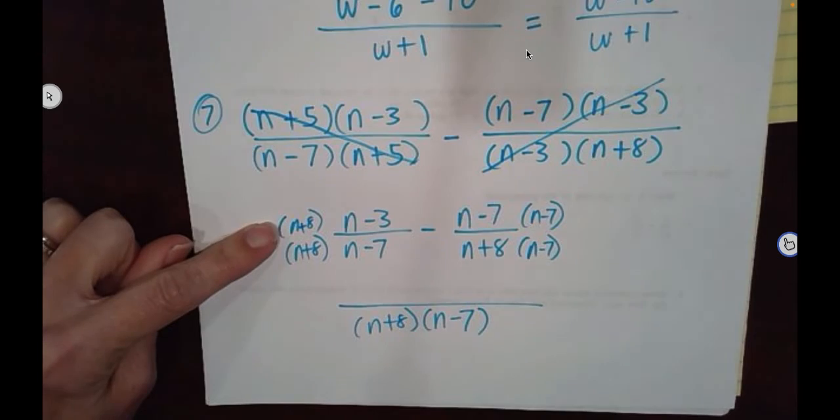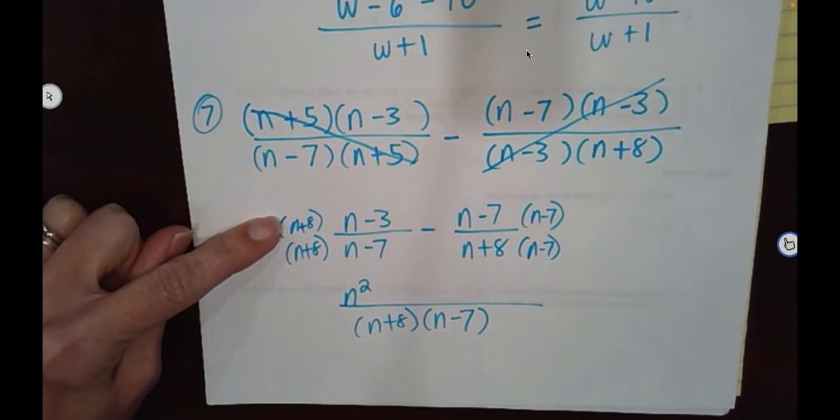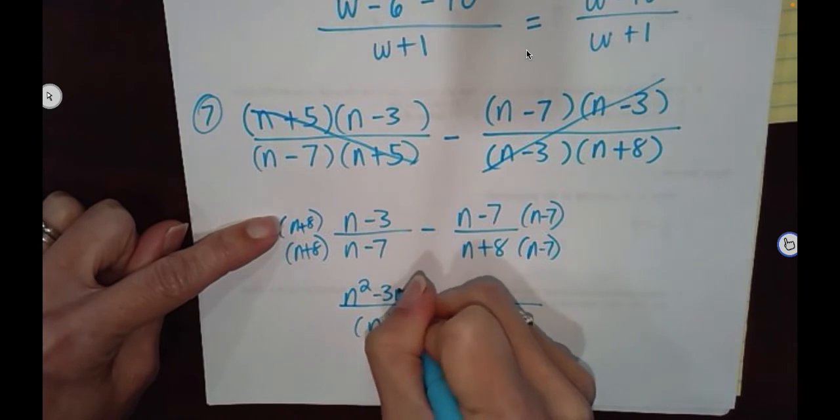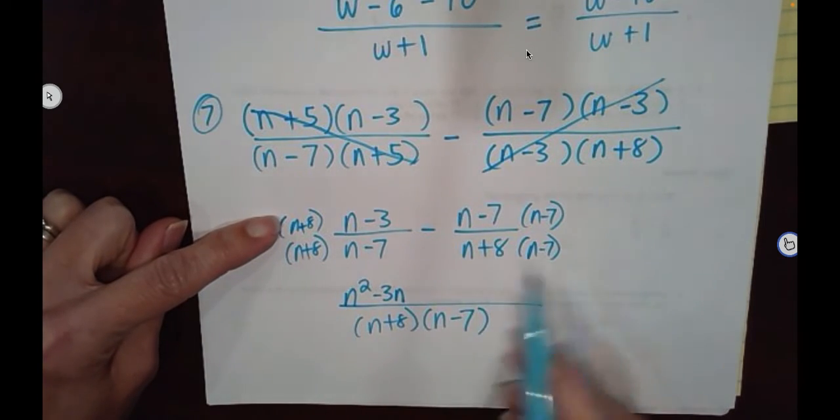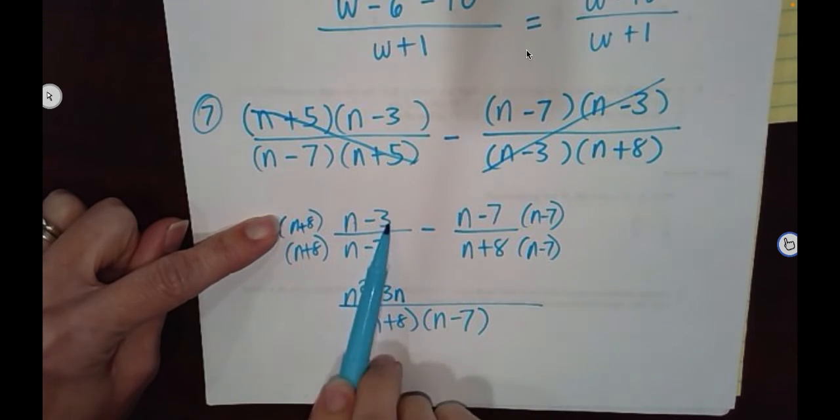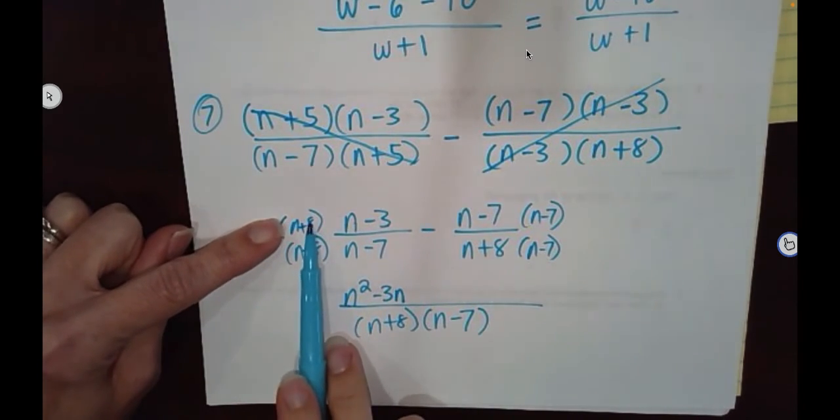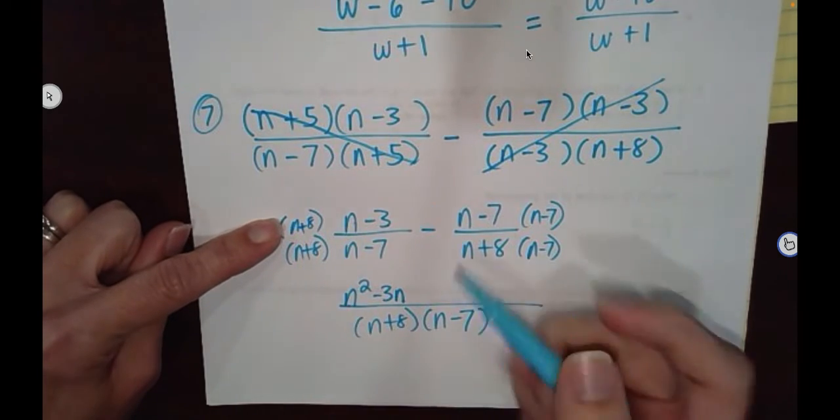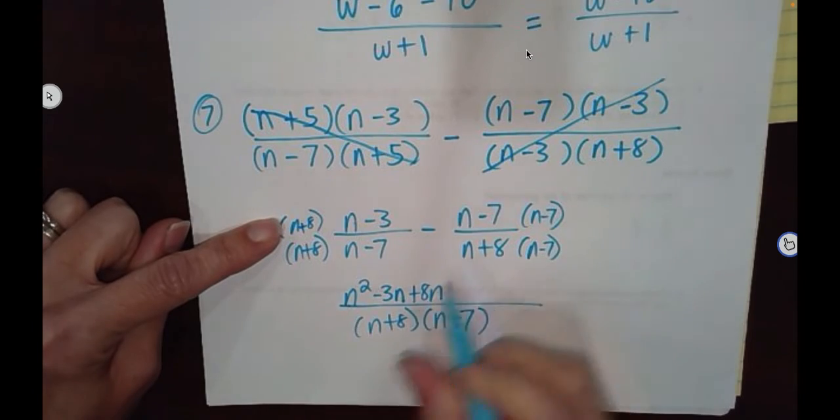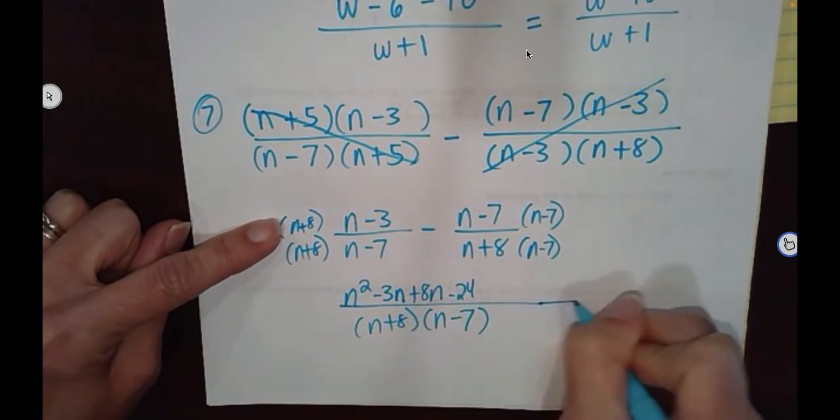So what do I get on this one? N times N, N squared. N times negative 3, negative 3N. Is this like one problem now, not two anymore? Yeah, we're combining it because they have the same denominator. 8 times N is 8n, and 8 times negative 3 is negative 24.